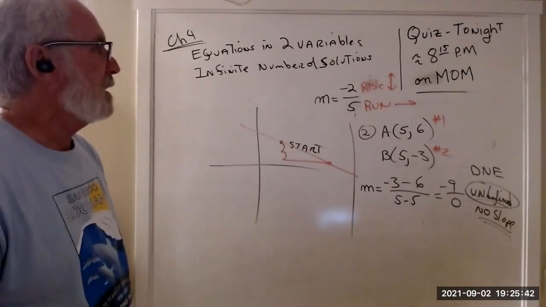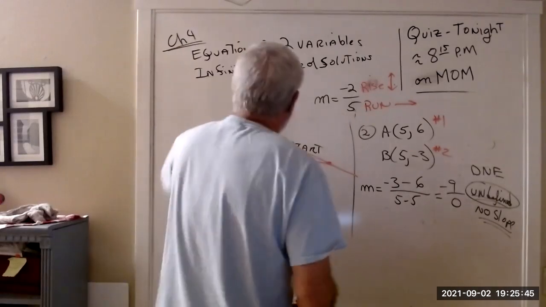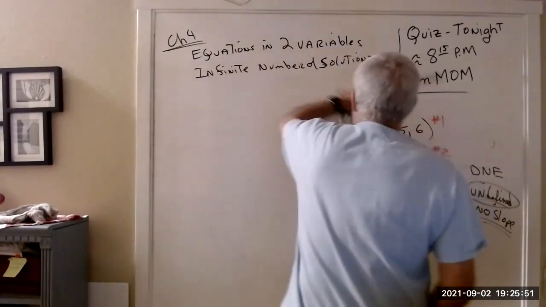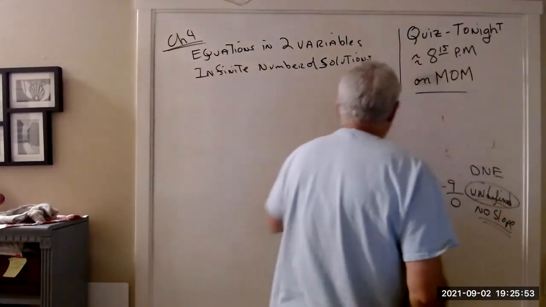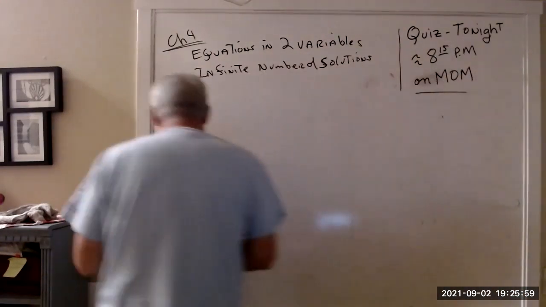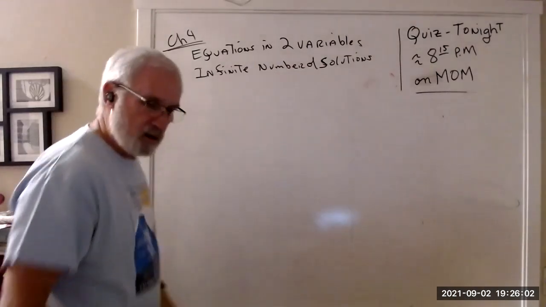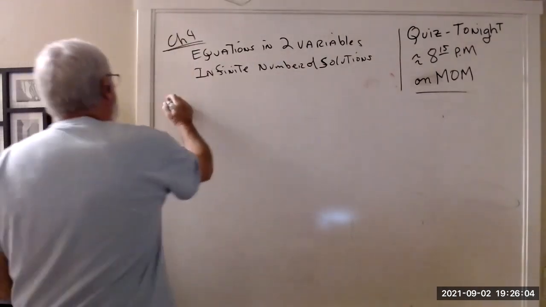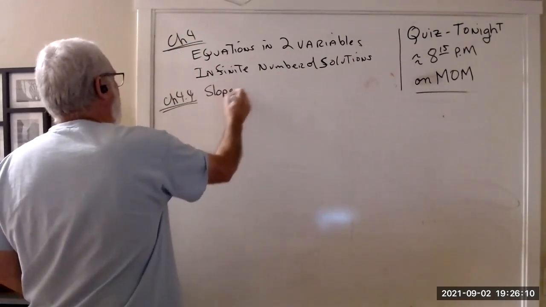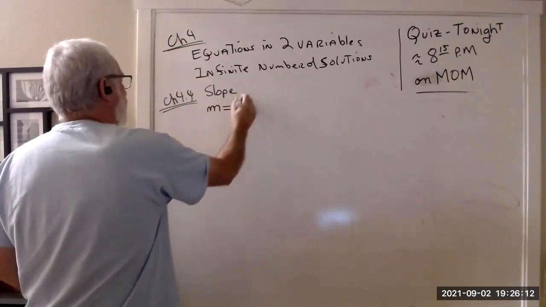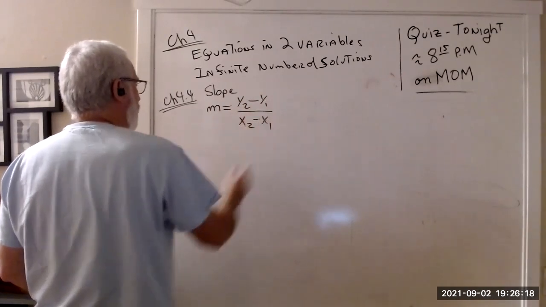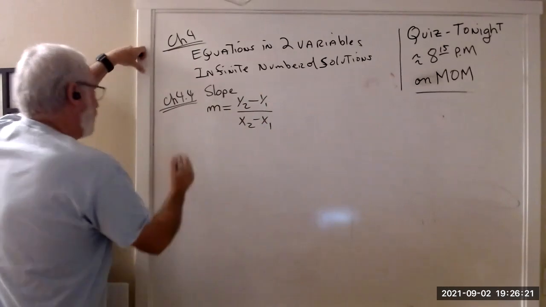Well, that leads us to the last concept I want to worry about tonight. There's more, okay? And you have a whole lot of stuff you can be doing over the weekend in chapter 4. In section 4.4, they talk about slope and this formula, m equals y sub 2 minus y sub 1 over x sub 2 minus x sub 1. But they also talk about this example.